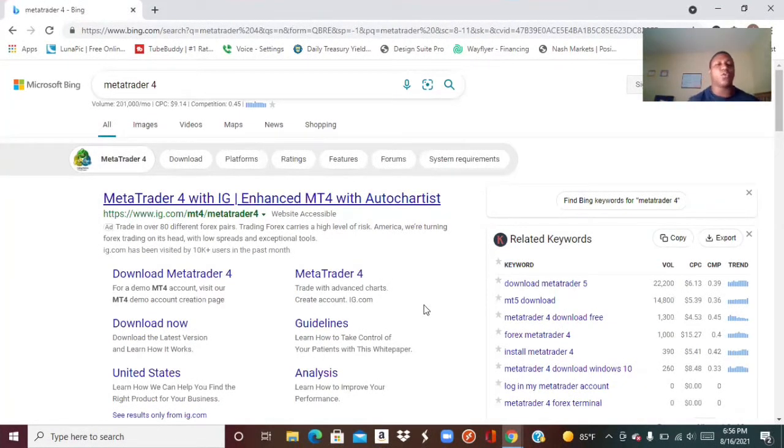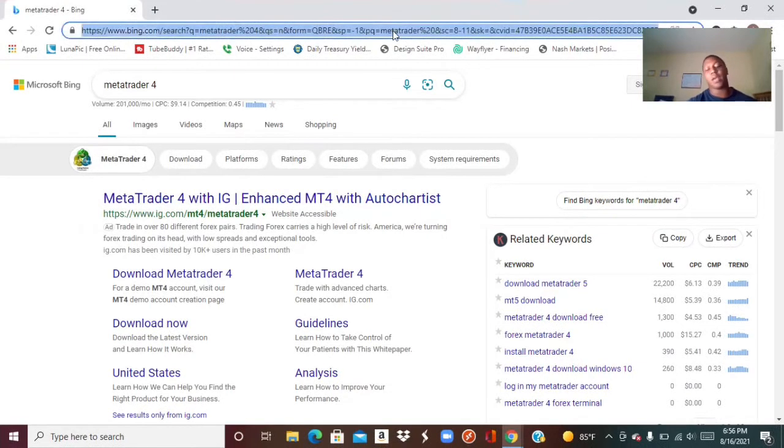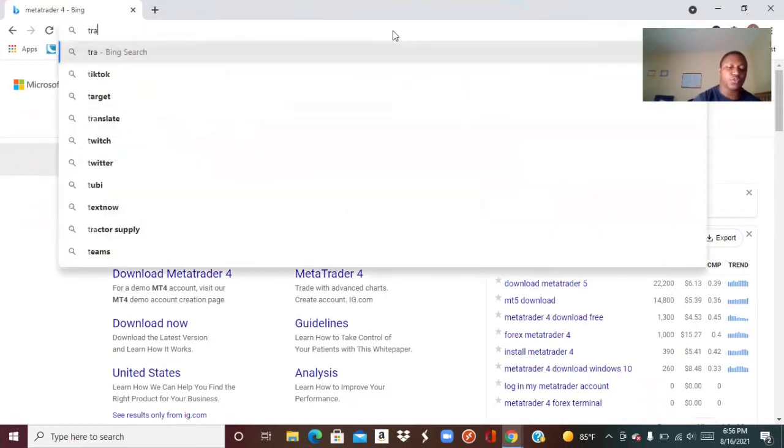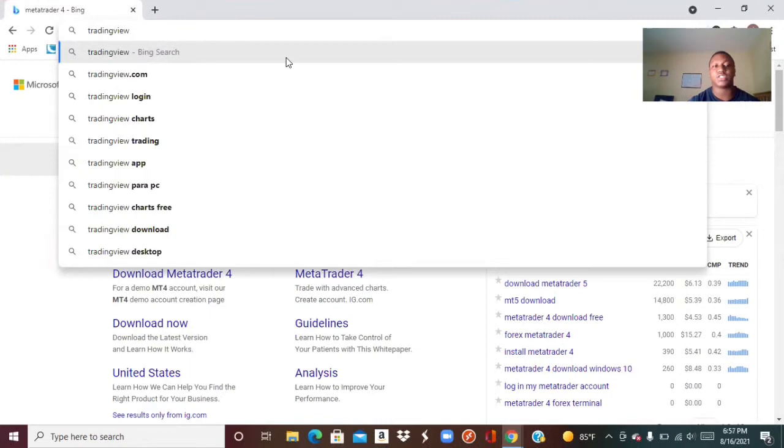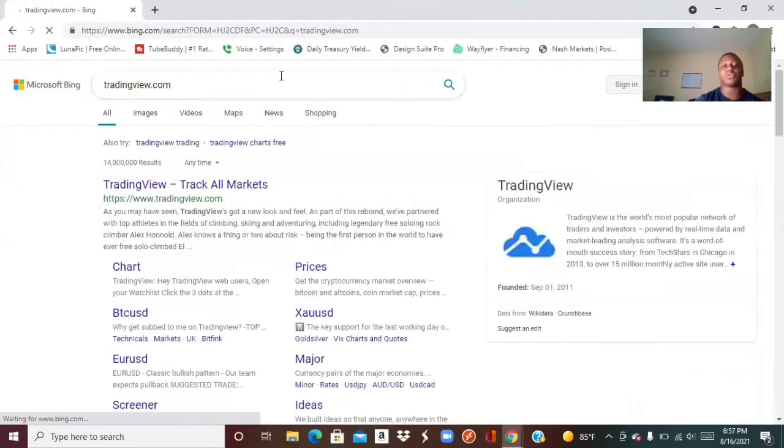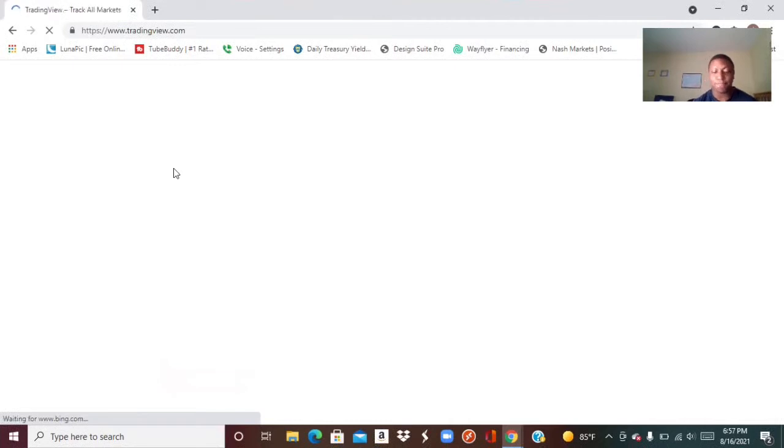Now, the next thing, you got to know what platform to use to be able to understand the market, right? This is what you're going to use when you're practicing your markups. When you want to know how the market moves, you want to go to TradingView, tradingview.com. You can go to Google and Google TradingView, or you can just type in tradingview.com. So let's go ahead and look at it.